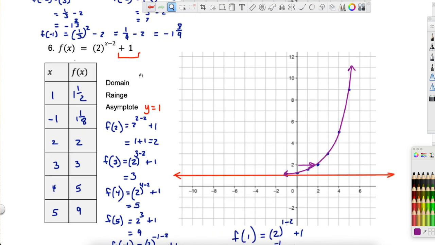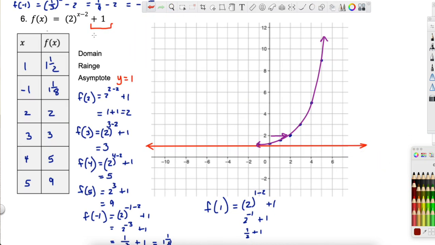There we go. I think that's good. And domain, negative infinity to infinity. I hope you see it's always the case. And then the range in this case is going to be 1 to infinity.